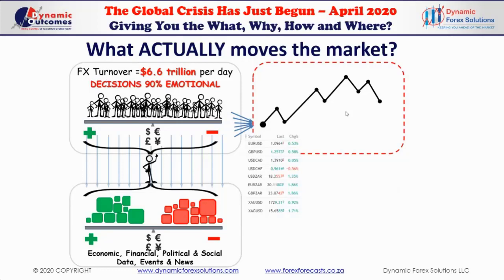decisions are 90% emotional. So when we make a decision to buy or sell, or not to buy or sell, to sit out, generally that's an emotional decision. And as a result, these are patterns of emotion, patterns of mass human sentiment, and they tend to recur. So at similar points in time, we tend to do exactly the same thing over and over and over again.